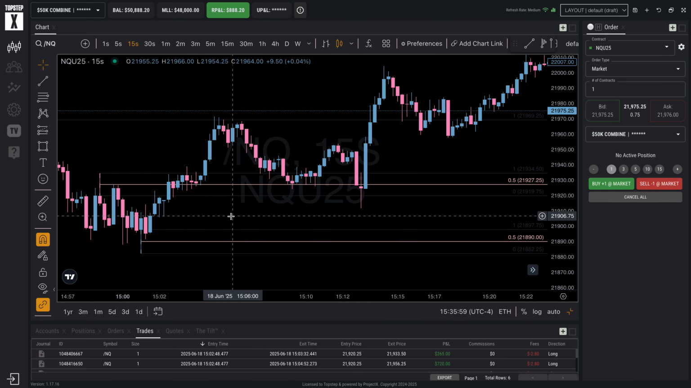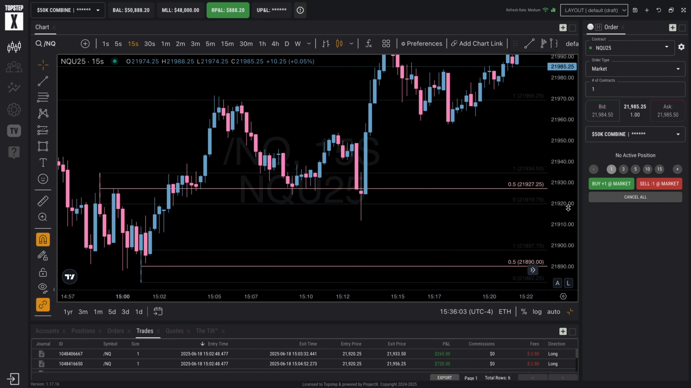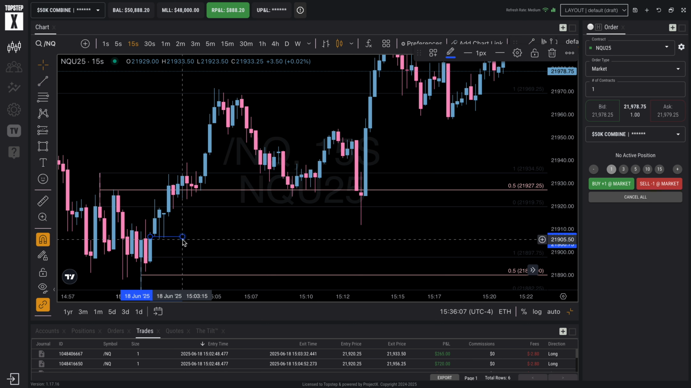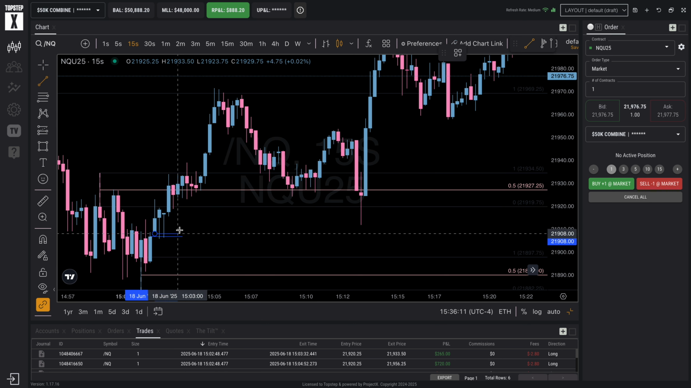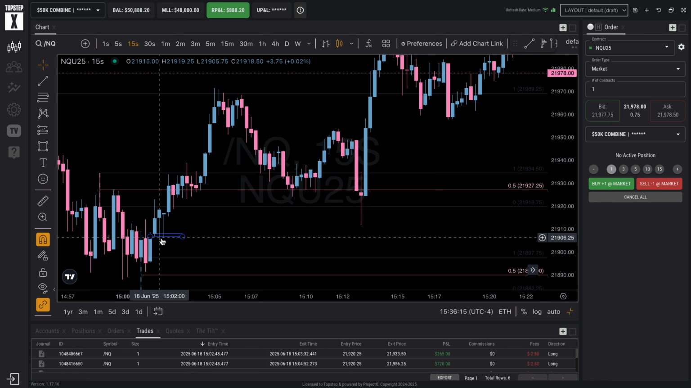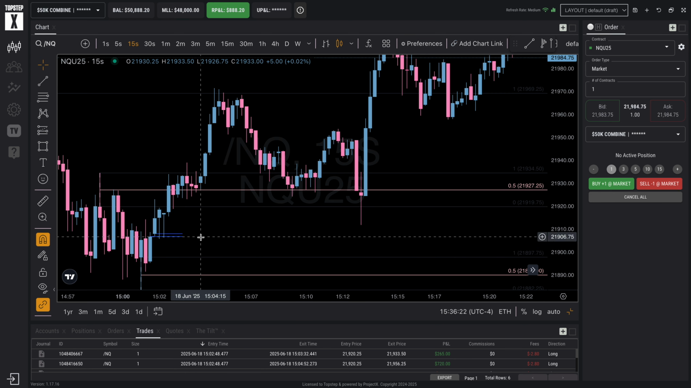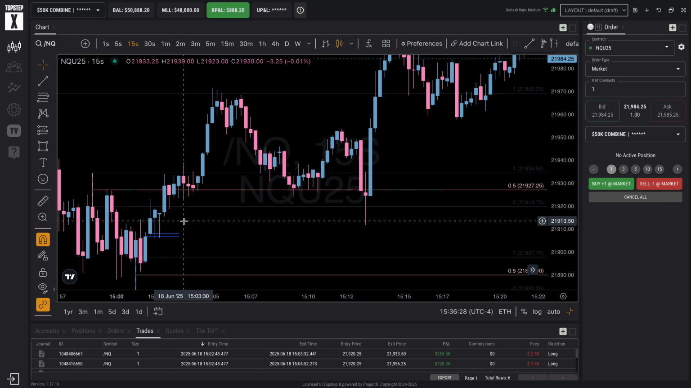So we came up. We had this volume imbalance right here. I initially wanted to enter on this volume imbalance. But we came down, and I didn't have a limit order in. I was just going to market buy, but it came down way too quick. I couldn't, so I had to wait for a better entry. I entered.